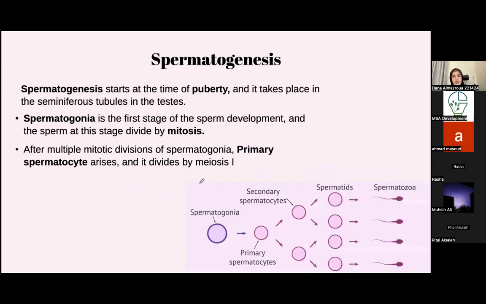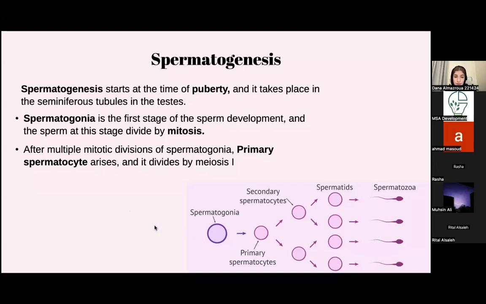Okay? So we're going to start with spermatogenesis, and trust me, spermatogenesis is so easy. Yani, inshallah, you'll understand it really well. It's very, very easy to understand. Inshallah, once I explain it, you'll remember it.